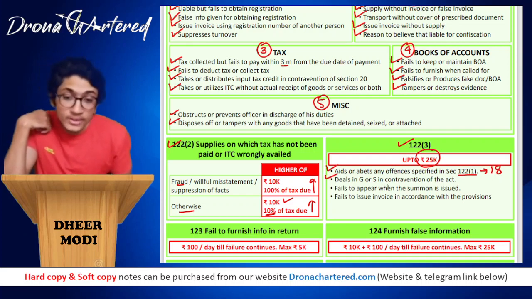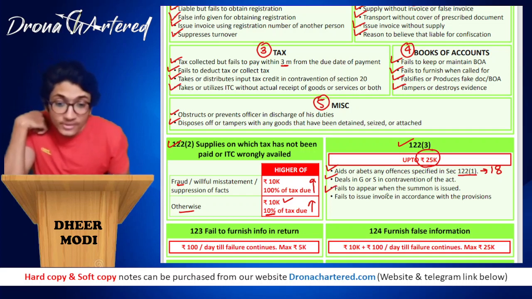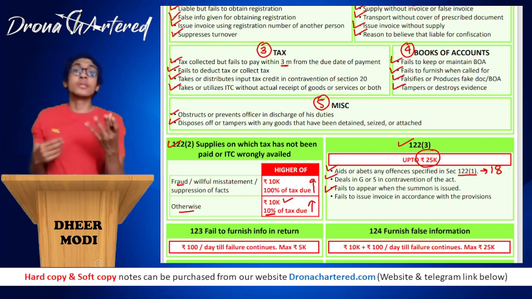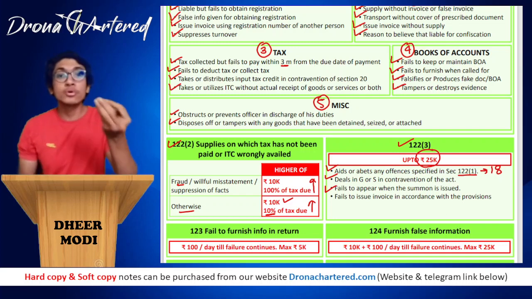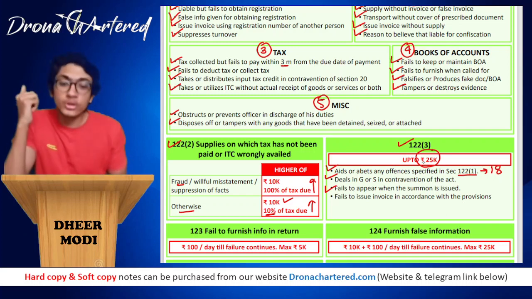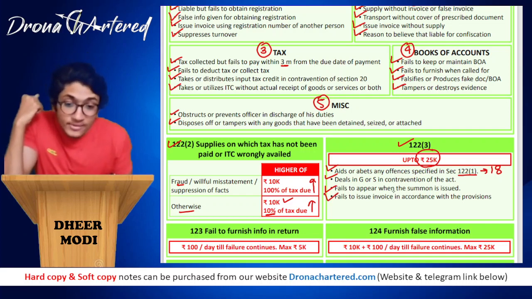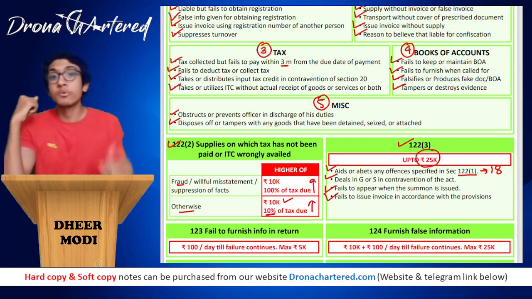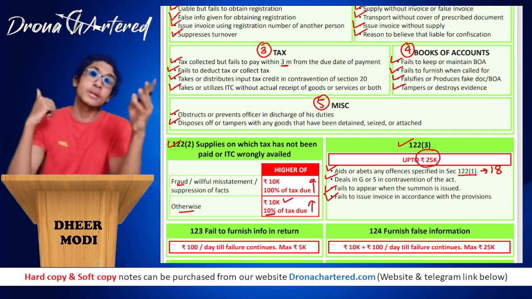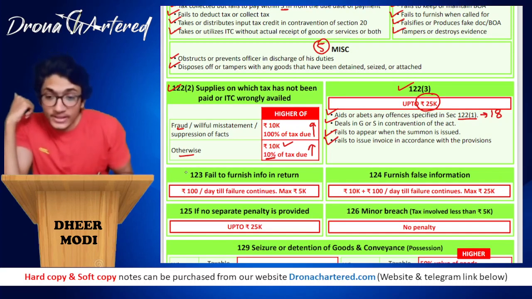Next, if one deals in goods and services in contravention of the act, or fails to appear when a summon is issued. A summon is when the court asks you to appear. So if the court asks you to appear and you did not appear, you will be liable for a penalty. Next, fails to issue an invoice in accordance with the provision. If as per the provision you have not raised the invoice, then you will come under section 122(3).